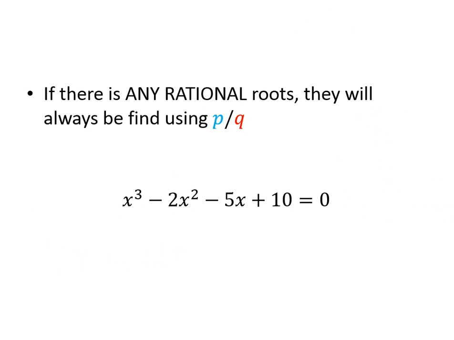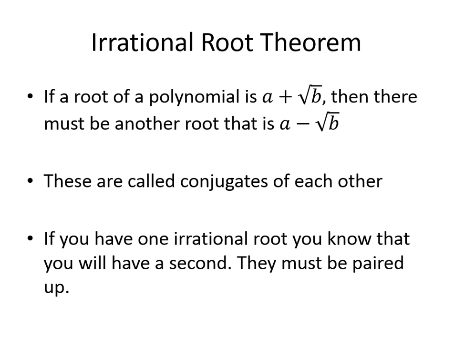Okay, and again, repeating, when you do this p over q, the last number is the p and the first number is the q. Those are the only possible rational roots. So if none of them work, you do not have a rational root, which means you're only going to have complex roots. So in this case, 2 would be the one that works. So then you would use synthetic or long division to help you break it down.